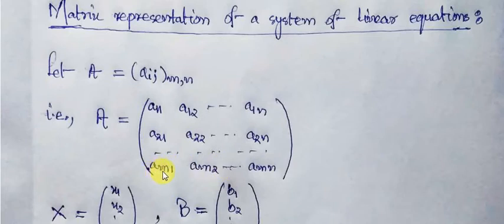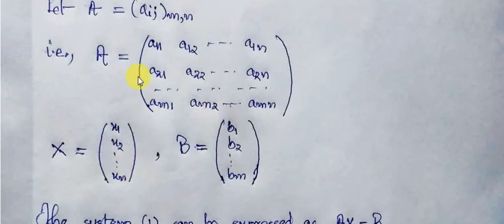This last row, this mth row am1, am2, so on amn, this row has been formed consisting of the elements of the last equation of the system. Okay. And this is a matrix, and we shall call this matrix the associated matrix for the given system of linear equations. We shall also call this matrix the coefficient matrix of the given system of equations.